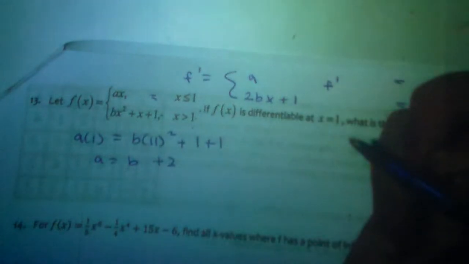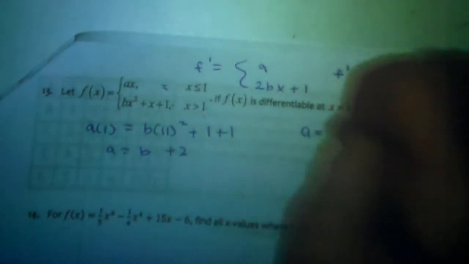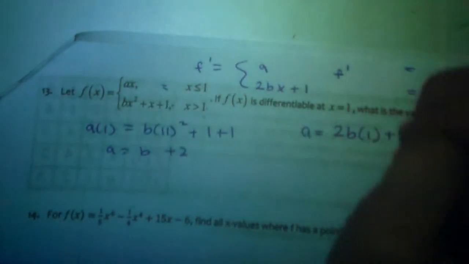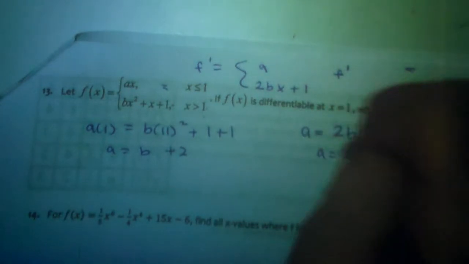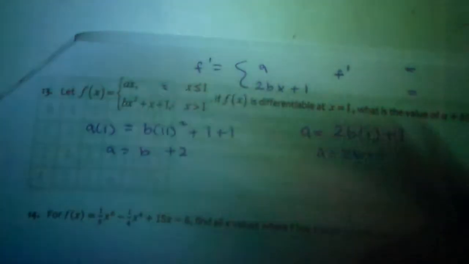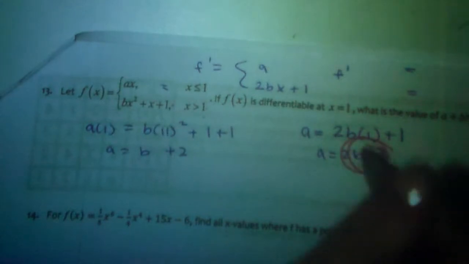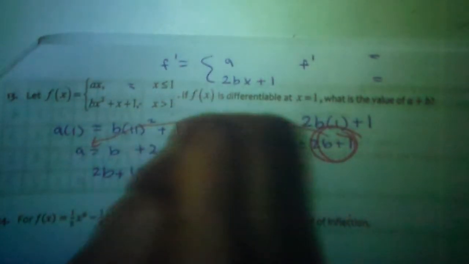Now differentiable is about the derivative. So the derivative of ax is a. Derivative of this one will be 2bx plus 1. So then a equals 2b times 1 plus 1. So a equals 2b plus 1. I'm going to take this and substitute it in for a. So you got 2b plus 1 equals b plus 2.